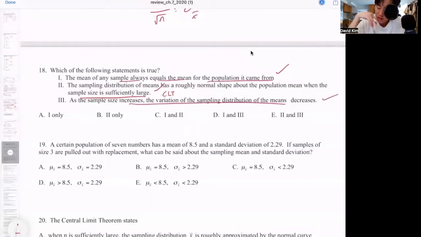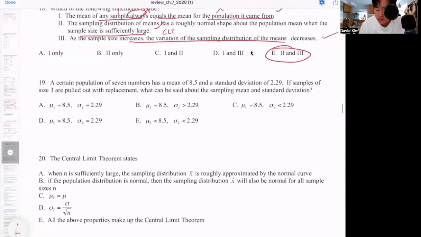Oh, I think I made a mistake because I checked all three. The mean of the sample. Oh, right. The word always. We always want to avoid that. I thought it was about all the samples, but any sample means it's just one sample. If you take one sample and take the mean, it can be, but it's not always equal to the population mean it came from. That's why sampling variability exists. The samples could differ from one to the other, and their means could be different. So the correct answer here should be 2 and 3. 18 should be, yep, E.